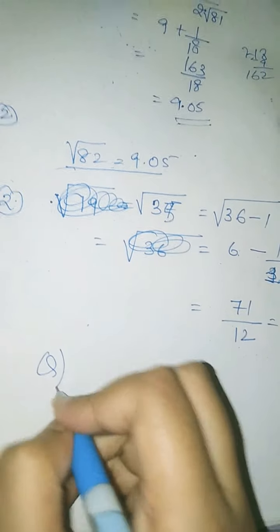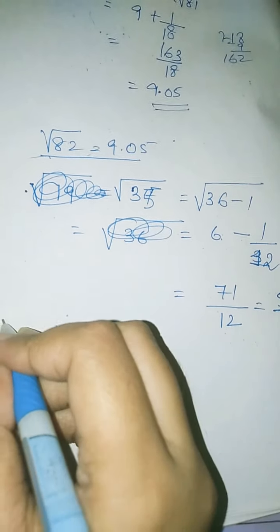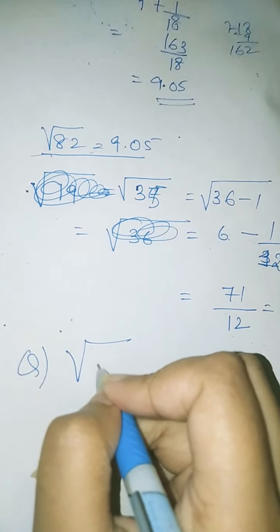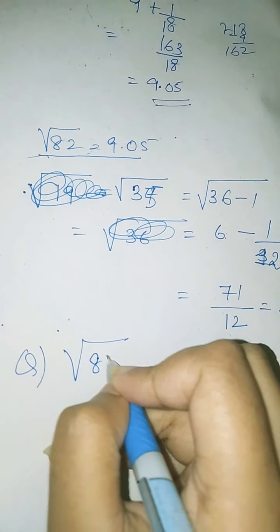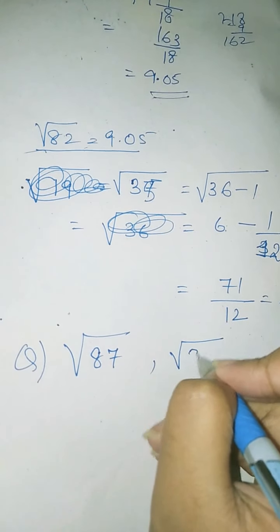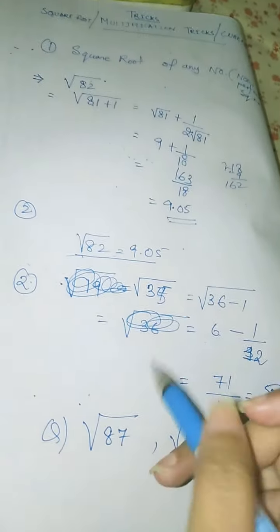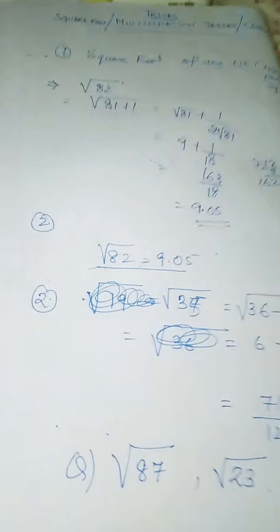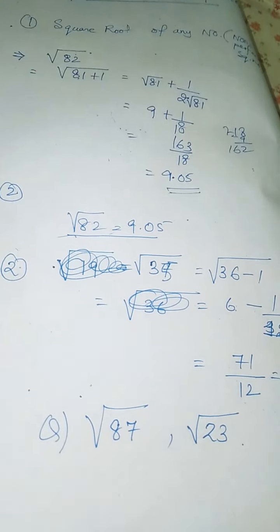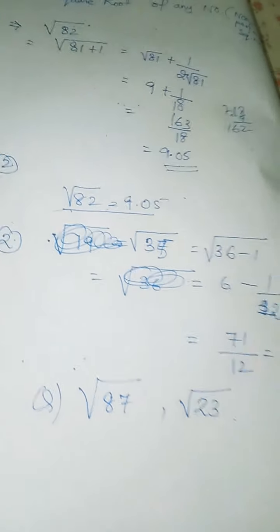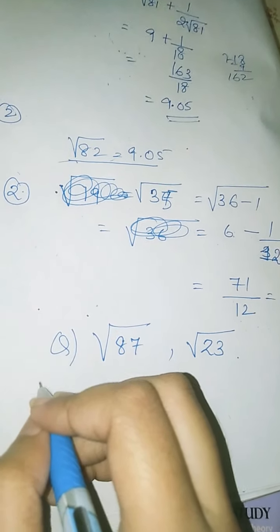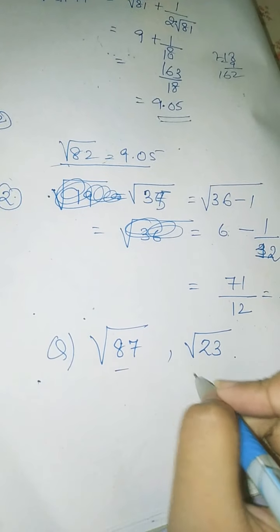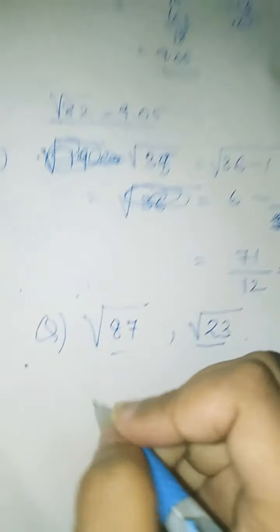Now you can also try finding the square root of the numbers 87 and 23. Basically it's a very general formula for finding the square root of any non-perfect square number. So it is applicable for any number of digits, like 2 digit or 3 digit. Just try finding the square root of these numbers and give your answers in the comment section. Now I am going to give you some multiplication tricks.